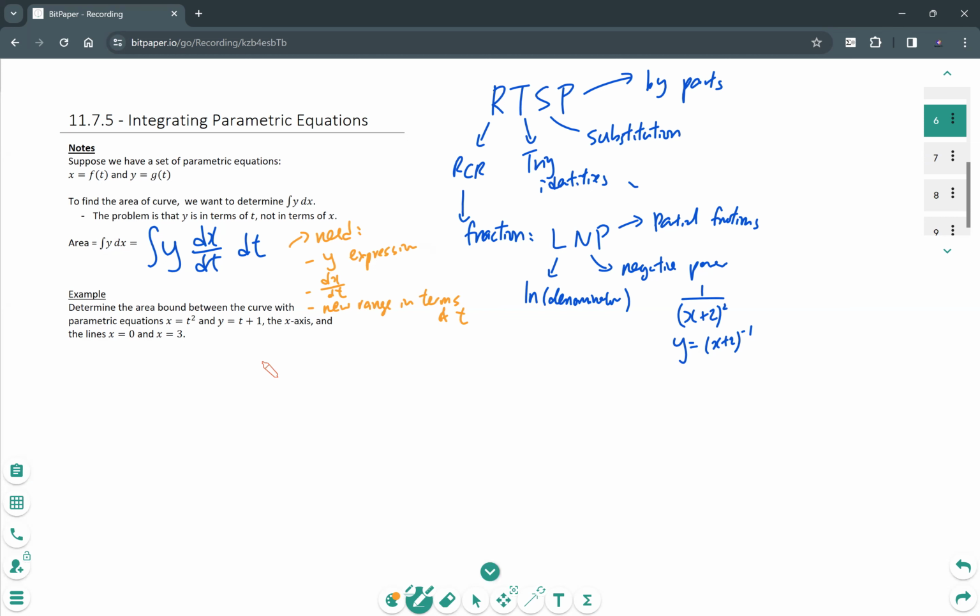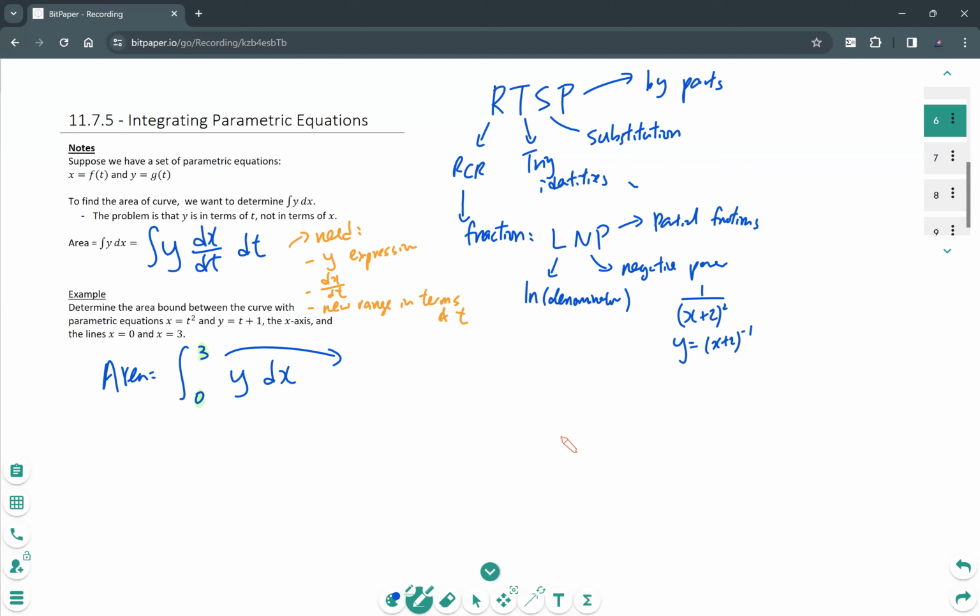Example: determine the area bounded by the curve with parametric equations x equals t squared, y equals t plus 1, the x-axis, and the lines x equals 0, x equals 3. Normally, if I want to find the area, I'll need to do the integral from 0 to 3 of the y expression dx. However, the 3 and 0 are in terms of x, so we need to change that.